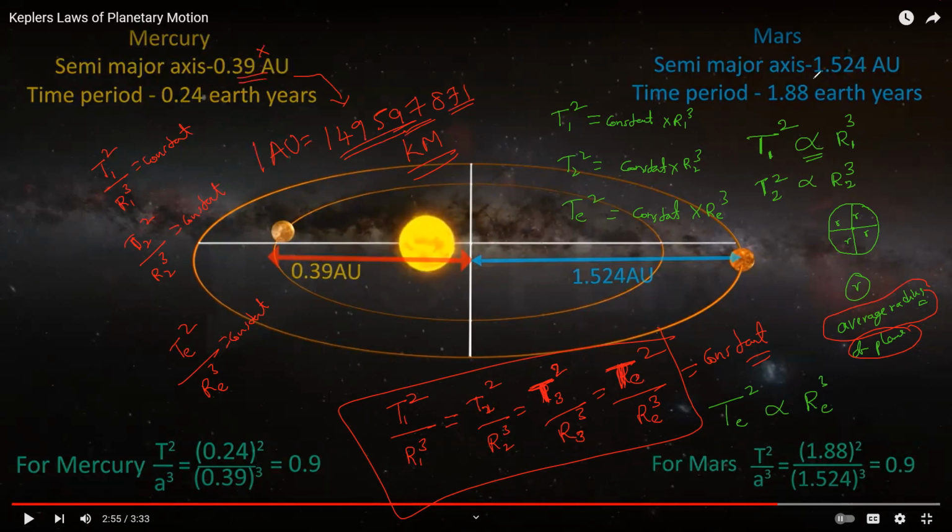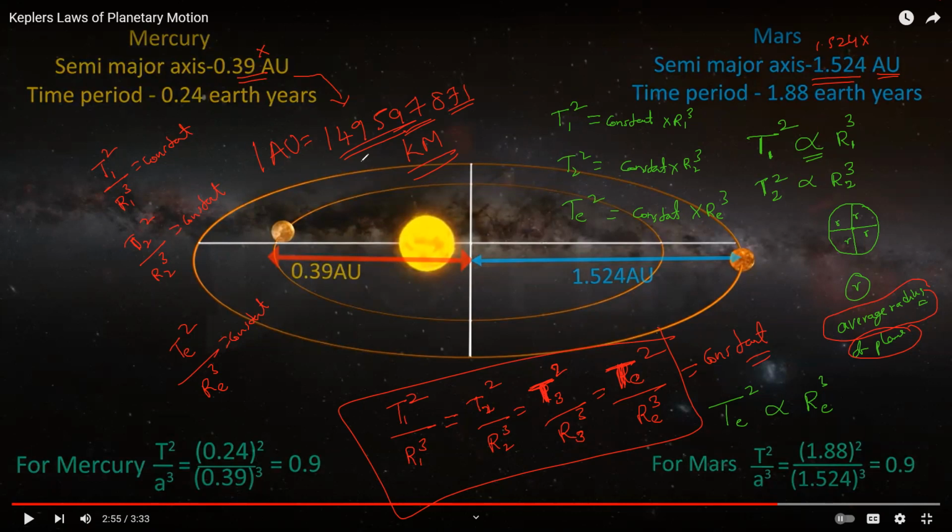Now semi-major axis here 1.524 AU means 1.524 into this value you have to multiply it. That is what one astronomical unit. Are you clear, Lingesh? Yes, sir.